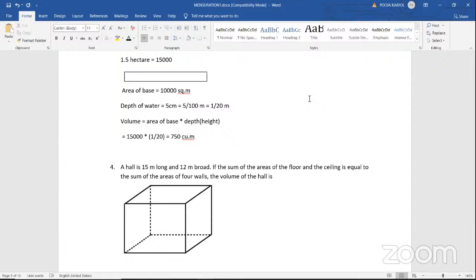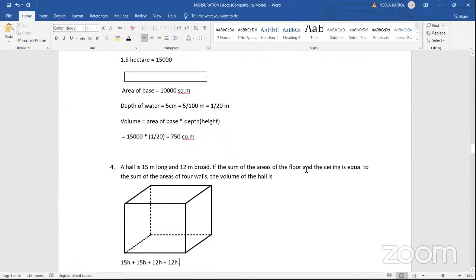This wall. It's length into height, correct? Yes, so it will be 15 into h, 15h. The opposite wall will also be the same thing, so it will be 15h only. Plus this wall, 12h, plus 12h. Same with the opposite wall.